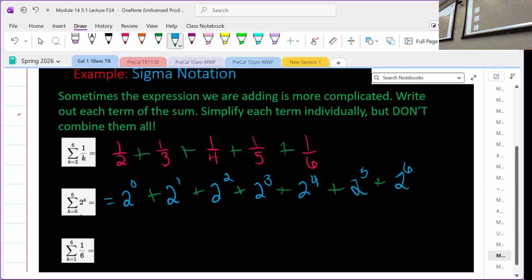So we started at 0, we indexed all the way up to 6. So we wrote 7 powers of 2. The 0th power all the way up to the 6th power. So there's 7 terms in that summation.